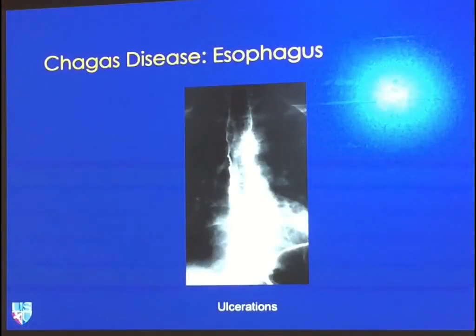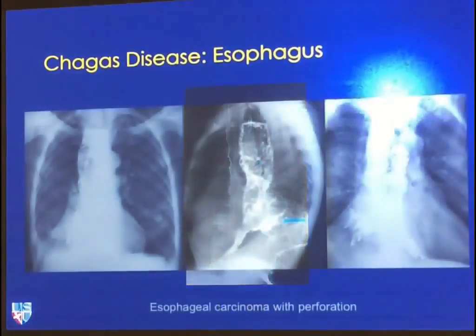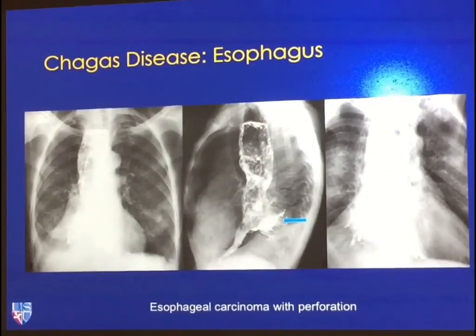Over time, having all this stasis in your esophagus is going to lead to esophagitis, which can form these areas right here of inflammation involving the wall. Think of ulcerations or plaques. And as that gets worse and worse, the patient is set up for developing esophageal carcinoma, and that's what happened in this case. Not only did they develop carcinoma, that carcinoma led to a perforation, which we can see posteriorly at the blue arrow behind the esophagus.